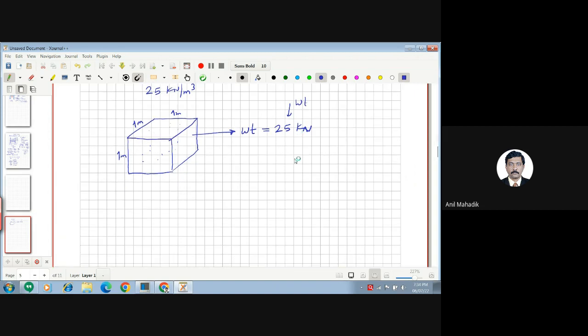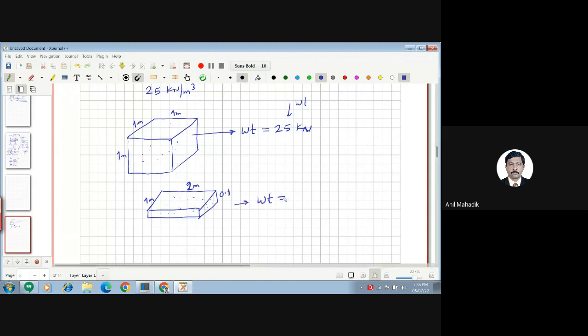So if I ask you, what will be the weight of concrete whose dimensions are, let's say, 0.1 meter height, 2 meters, and 1 meter? What will be the weight of this concrete plate? It is 25 into the size of the block. So we have seen that weight is nothing but dead weight, we can say. Dead weight is nothing but, let's go back again.